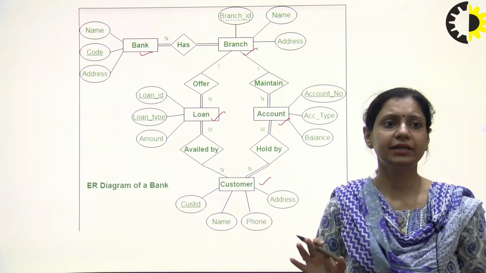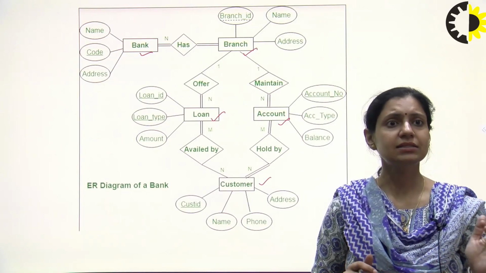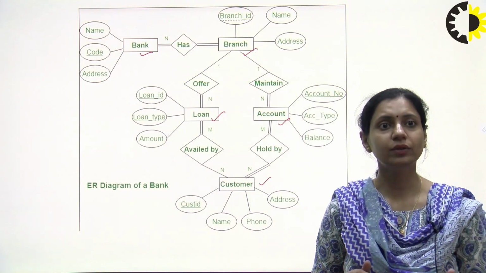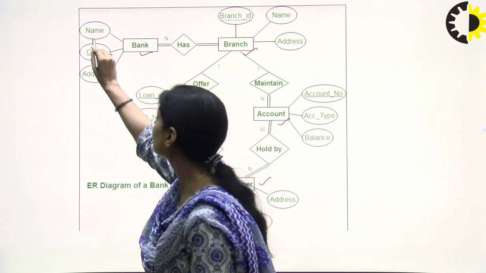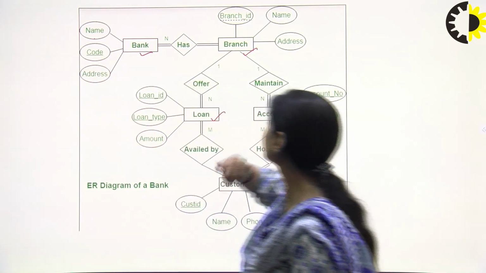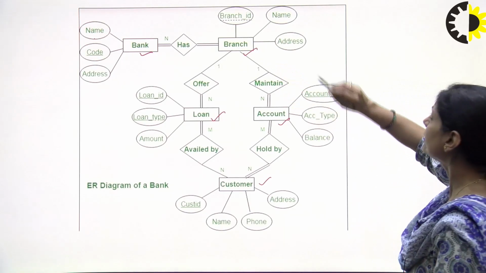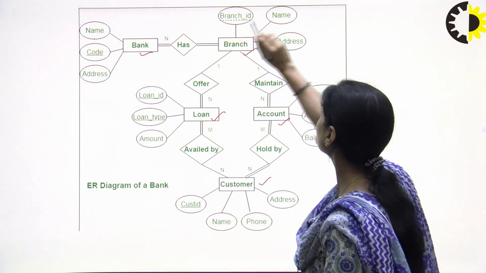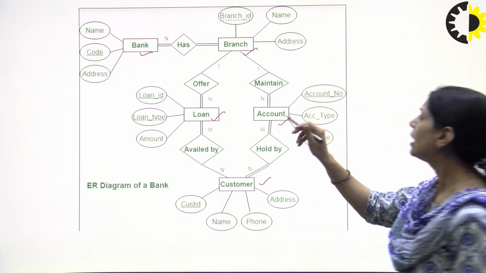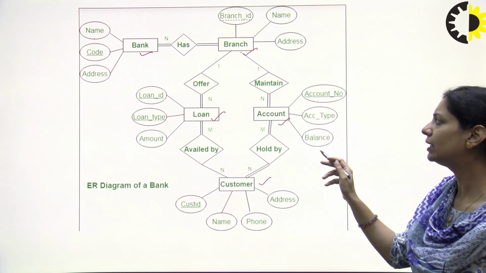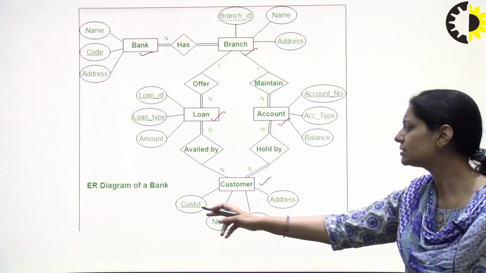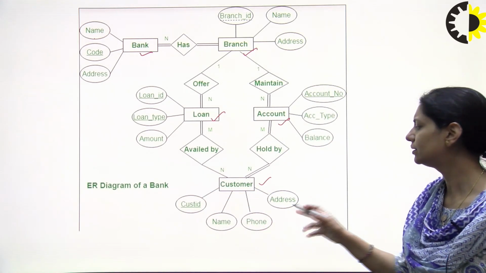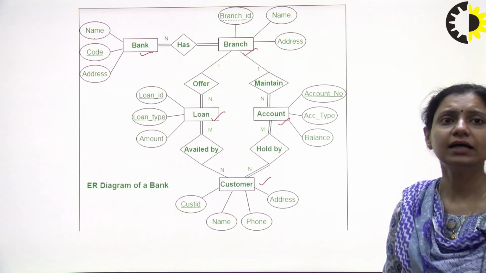Each and every entity, as we have discussed, has certain properties that we call the attributes. So bank has attributes name, code and address. Branch has the attributes branch ID, name and address. Account has the account number, account type, balance. Loan has a loan ID, loan type, amount. Customer has the customer ID, name, phone number, address. These all are the attributes.